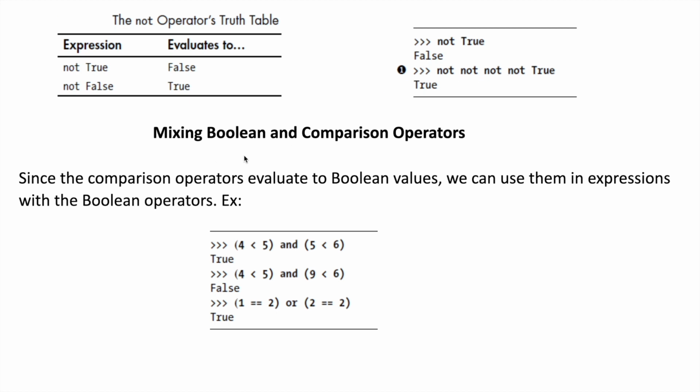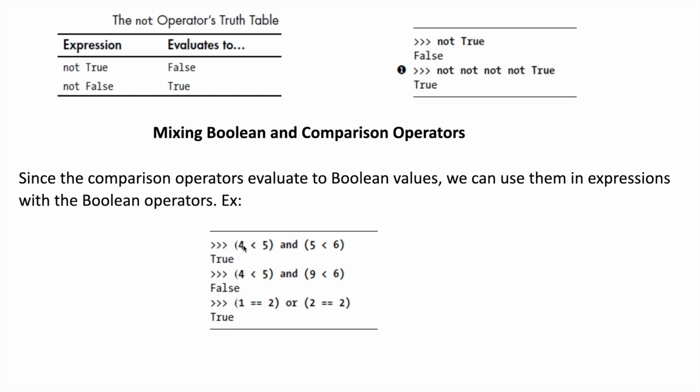Now, this is one more extra thing. You can mix the Boolean and comparison operators. Yes, it's possible. So far, we have studied what the comparison operators are and what the Boolean operators are. Can you mix both? Yes, it's possible. So you can see 4 less than 5 and 5 less than 6. 4 less than 5 is a comparison operator. 5 less than 6 is a comparison operator. In between those comparison operators, I am using a Boolean operator.